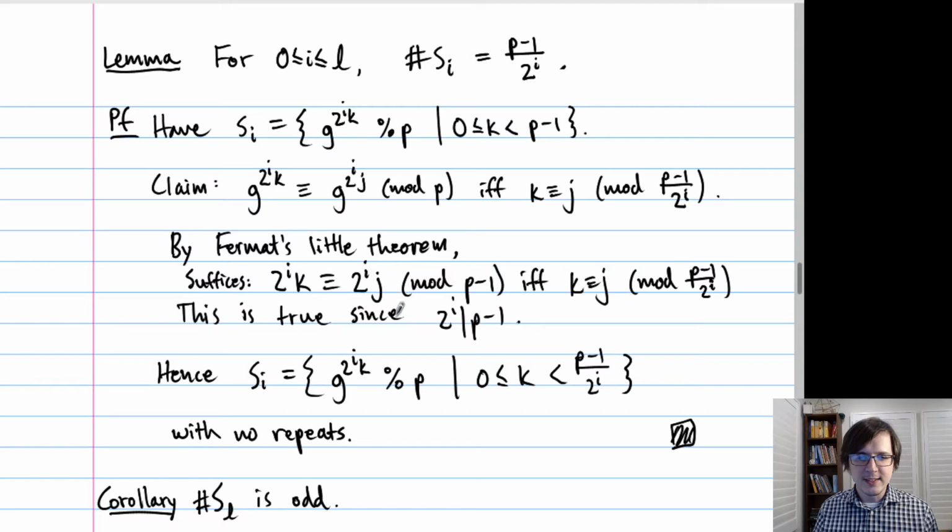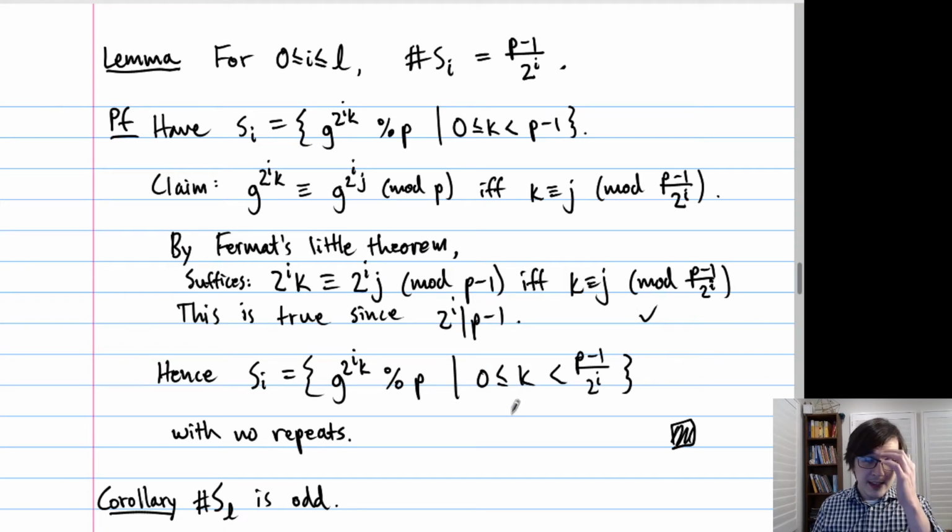And this is true since, well, 2 to the i divides everything in sight here. So as we learned in our study of linear equations and also just the definition of modulo, we can just divide everything by 2 to the i. And that gives you an equivalent equation, or a congruence. So these are just equivalent. Okay, so the claim is set.